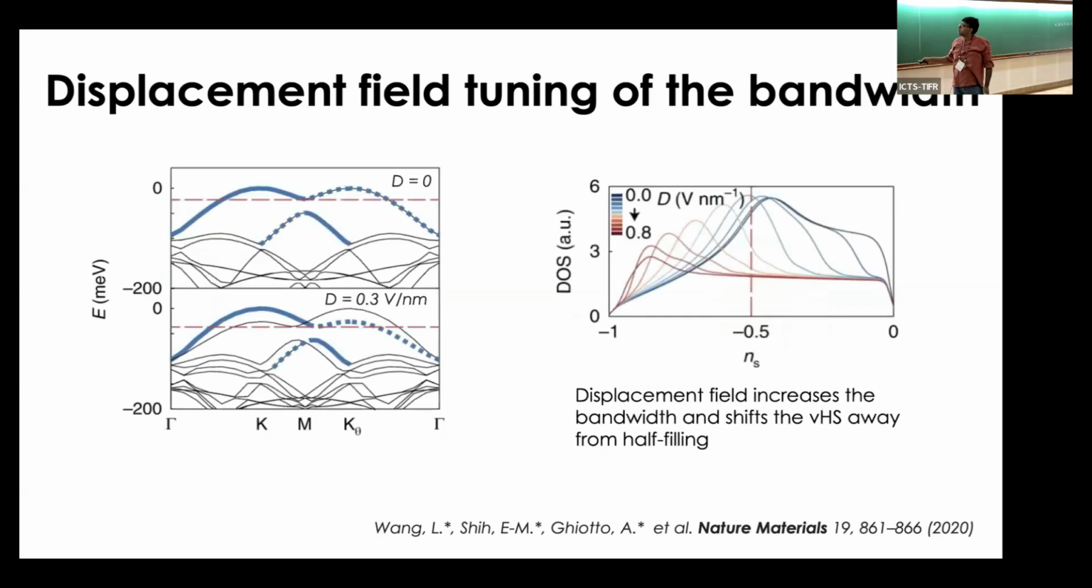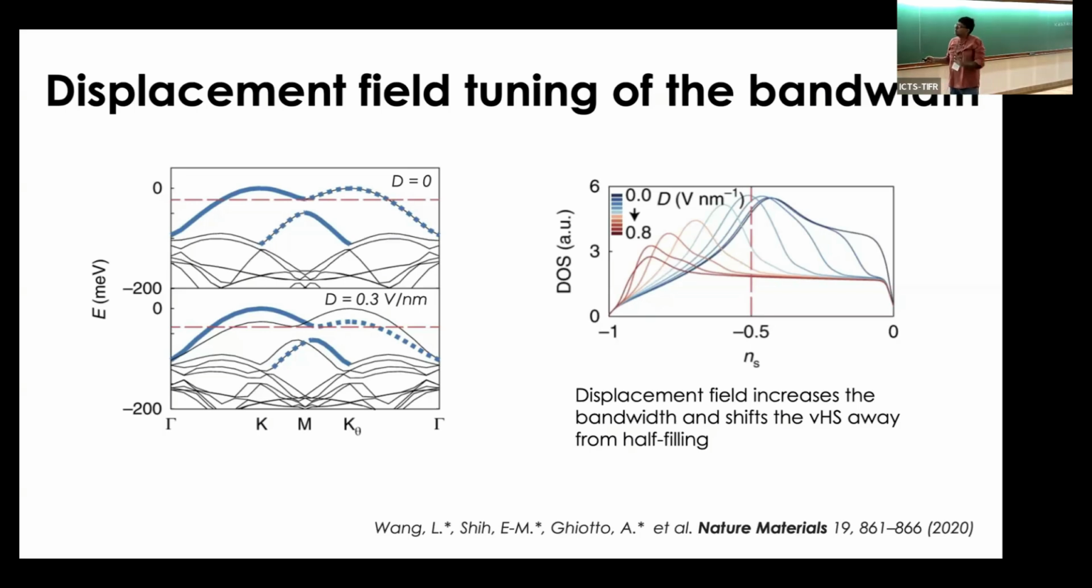And then if I work out what happens in a more systematic way, with DFT, you can see that when I start to apply electric fields, you see this effect. You see one of these bands go up and the other band go down. And this therefore tunes the bandwidth of the system.